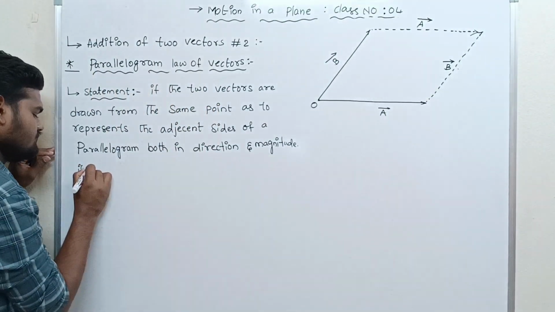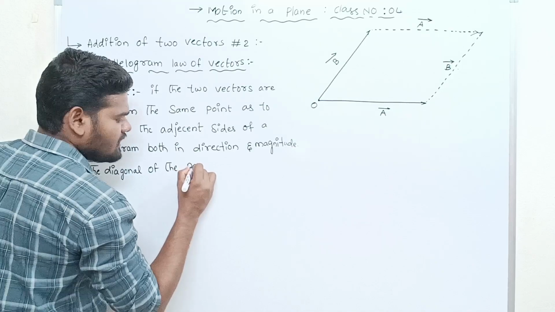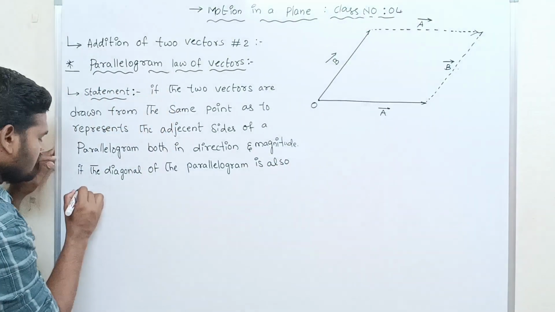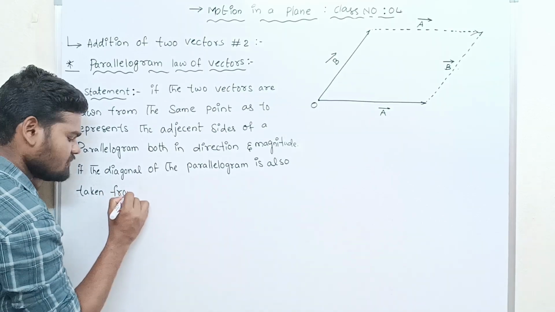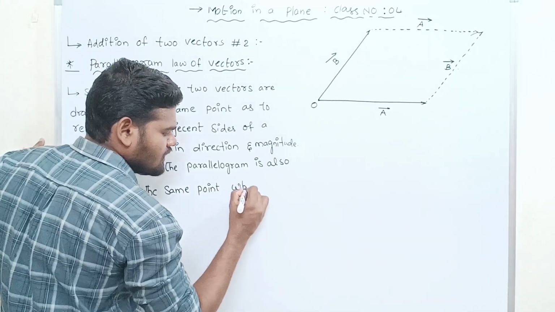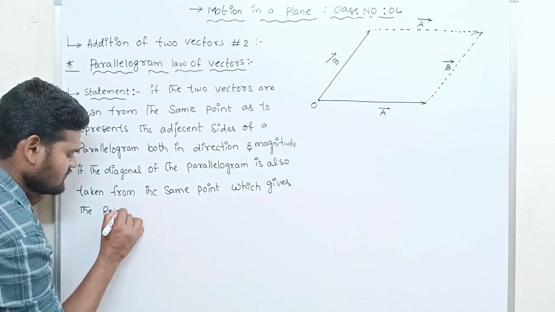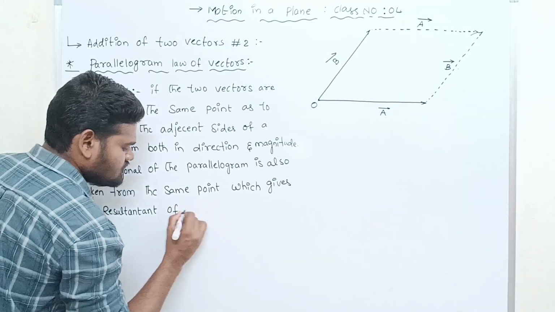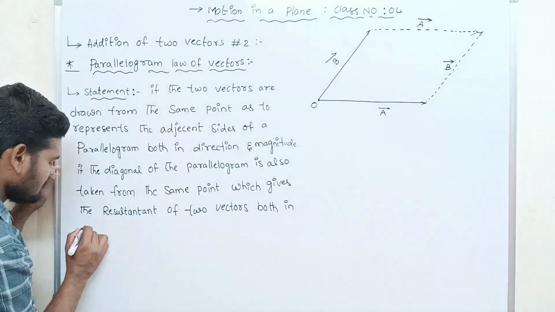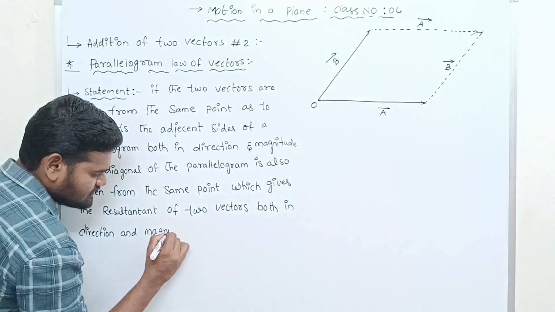Then, if the diagonal of the parallelogram is also drawn from the same point, which gives the resultant of the two vectors, both in direction and magnitude.